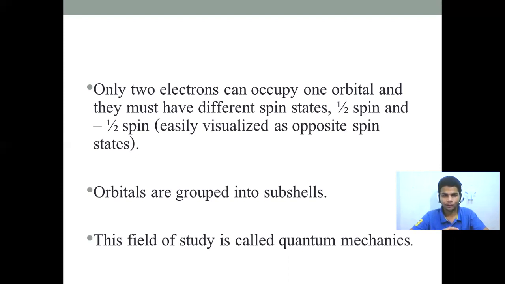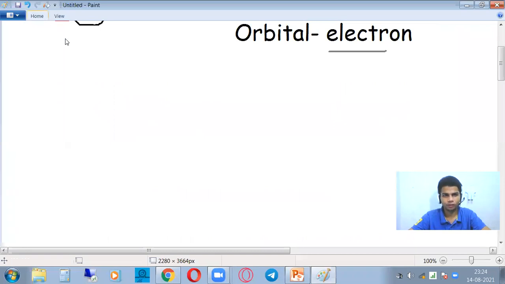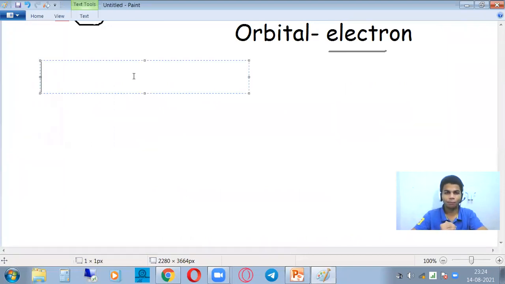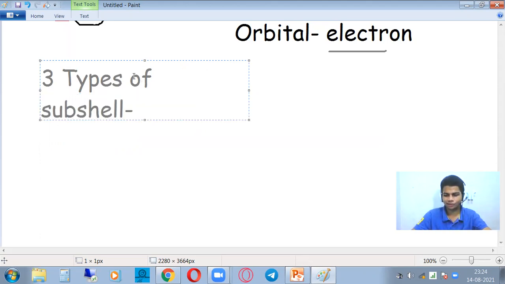Now orbitals are grouped into subshells, and the field of study is called quantum mechanics. First of all, let us understand about the subshell as well. There are three types of subshell. I'm writing. The first one is s subshell.